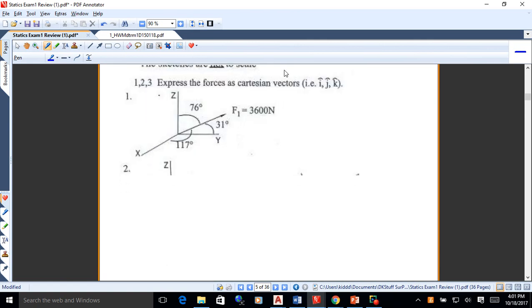Okay, I have some example problems uploaded too. So here's just a basic force vector with 3 angles, and then you just use the angles to find the force vector.